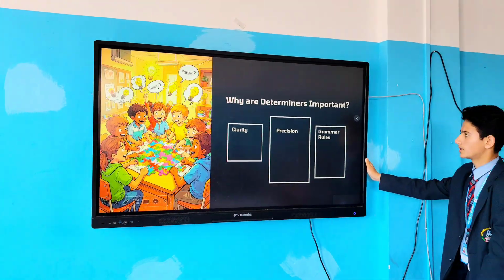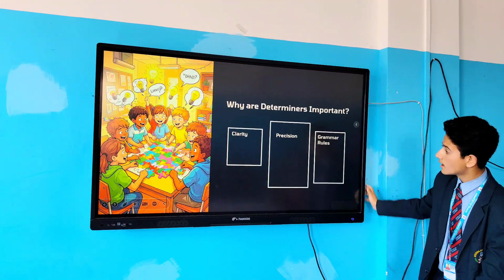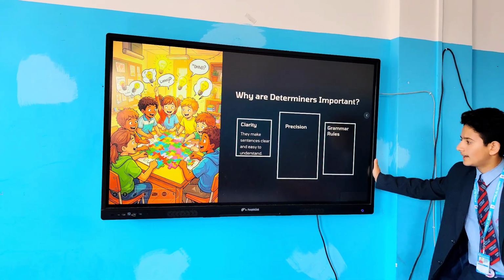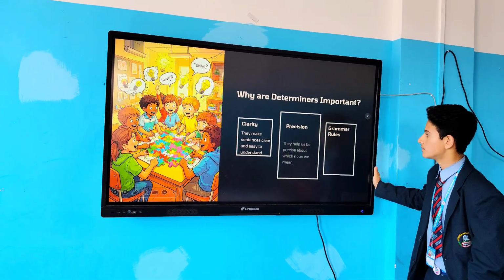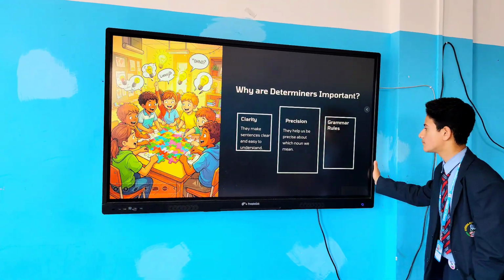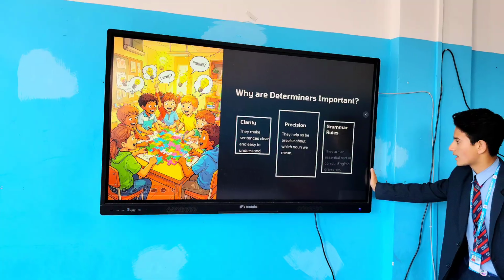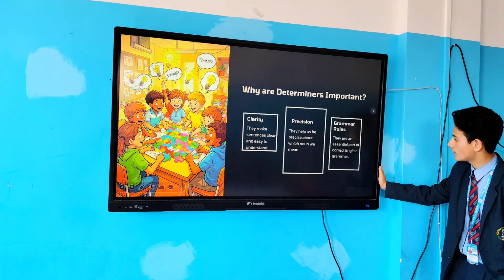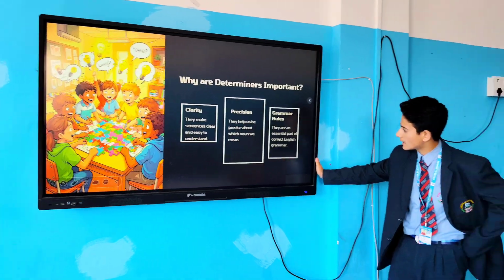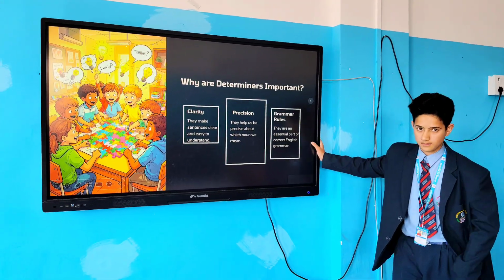Why do we need determiners? What is their importance? First is clarity. They make sentences clear and easy to understand. Precision. They help us to be precise about which noun we mean. Grammar rules. They are important in English, as they give us more information about nouns. They are an essential part of correct English grammar.